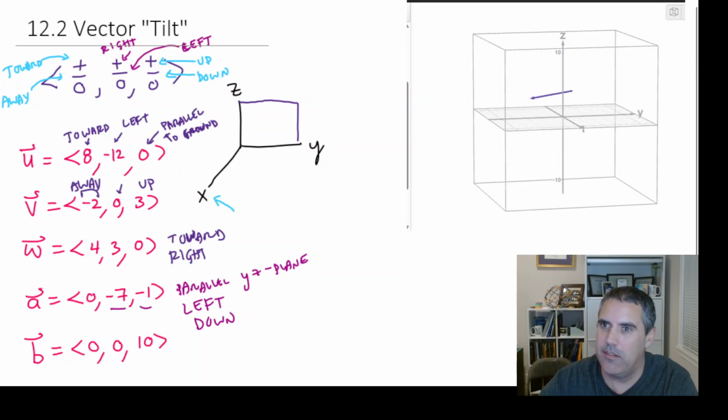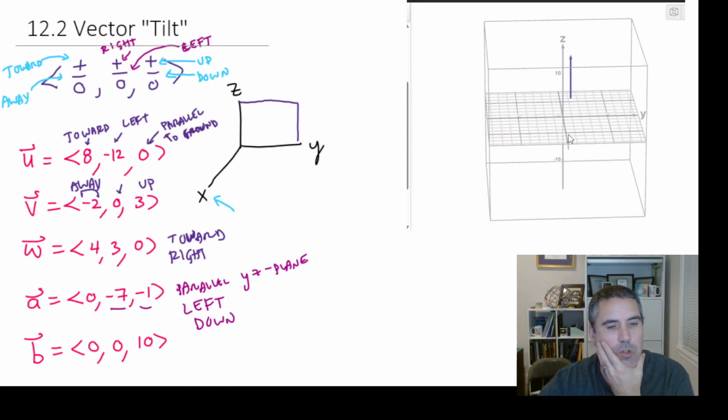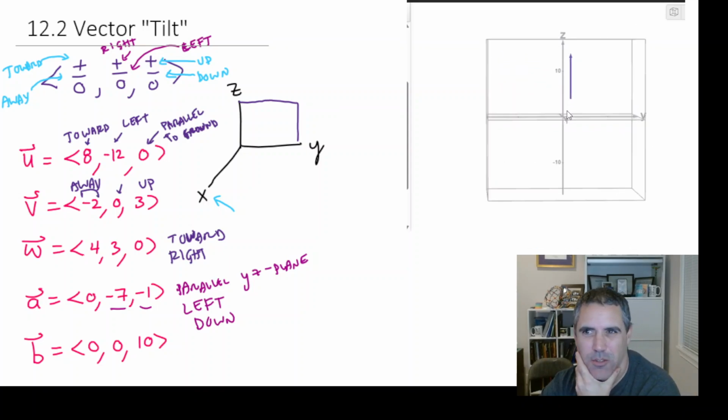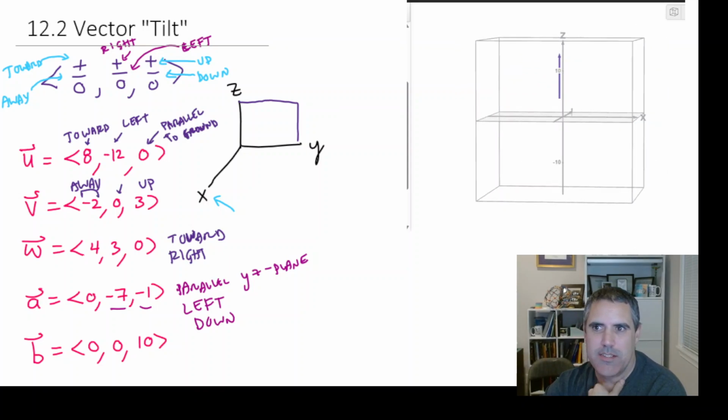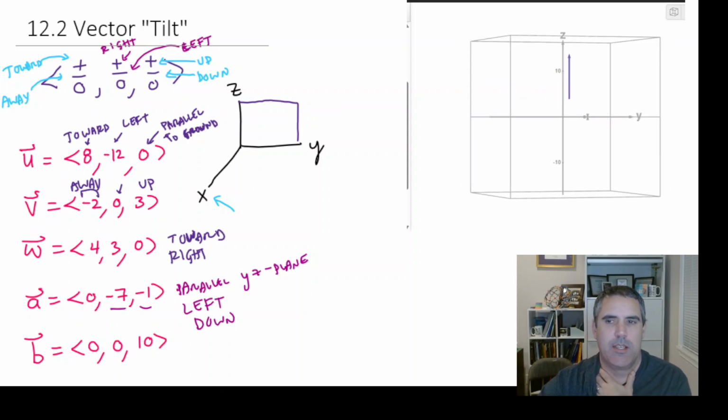0, 0, 10 is straight up. So if I did 0, 0, 10, it's straight up. So it's tilted up, and it's not tilted to the left or right, and it's not lifted towards us or away from us. Now, going back to the first one is the homework question. So a student who watches this will have the answer to that homework question that's coming later.